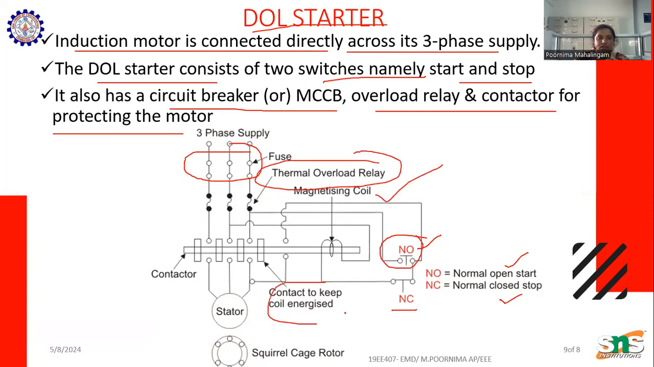Here the contact keeps the coil energized. Here are the contactors, and here we have a squirrel cage induction motor. The overload relay and contactors protect the motor. Okay, this is the direct online starter.